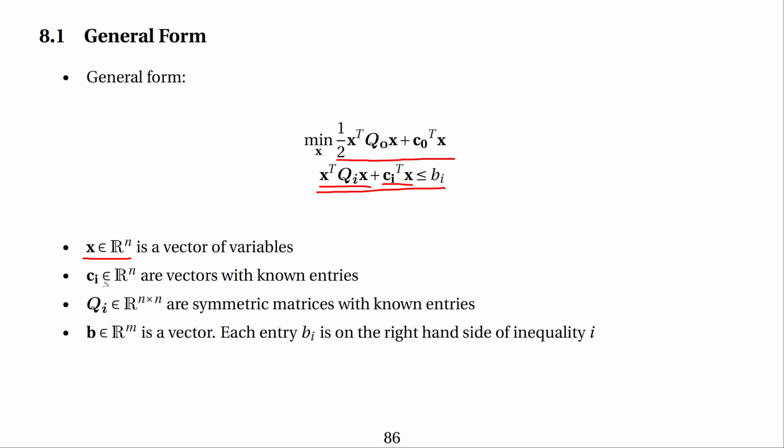So x is the vector of variables, ci is one vector with known entries, and we have one ci per constraint function. So we have m constraint functions, and each constraint function has one vector ci that has n dimensions associated with it. The matrices Qi are elements of R^(n×n), so they are square symmetric matrices that have n squared entries, where n is the number of variables. b in R^m is a vector, and each entry bi is on the right-hand side of inequality i. So we have m components of the vector b, and each of the components is associated with the right-hand side of one equation, and we have m constraint equations.